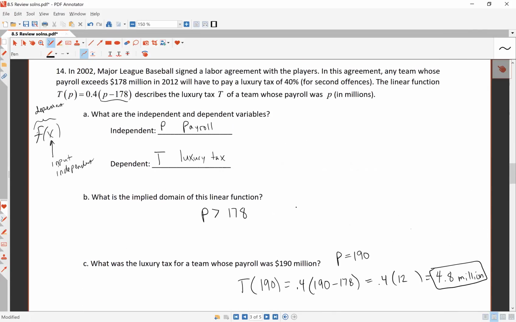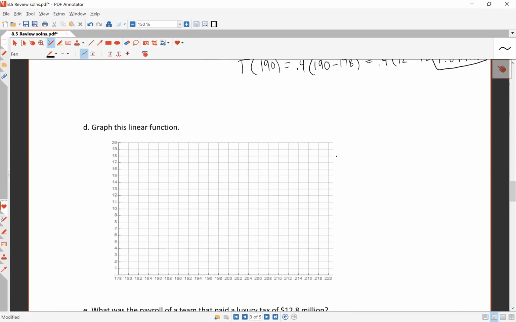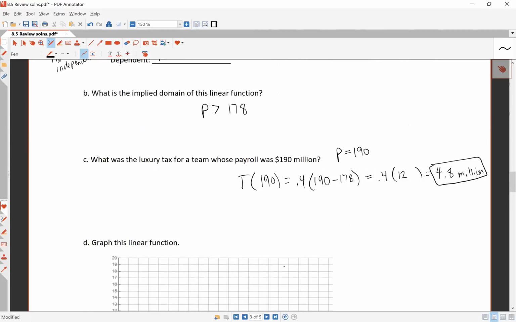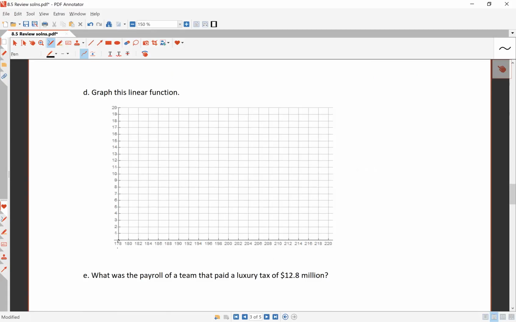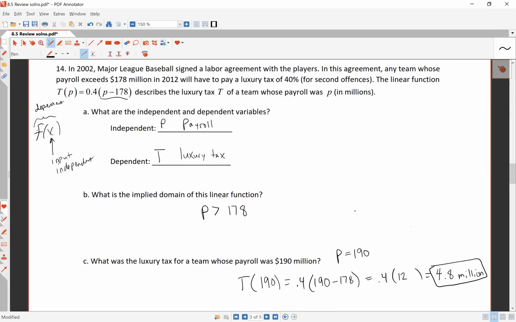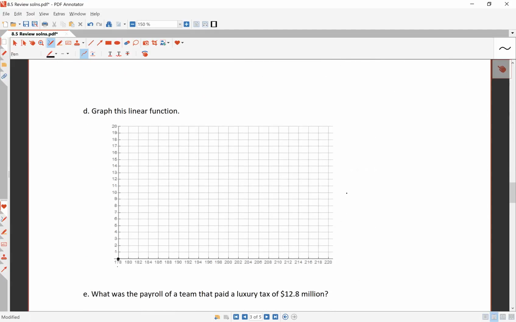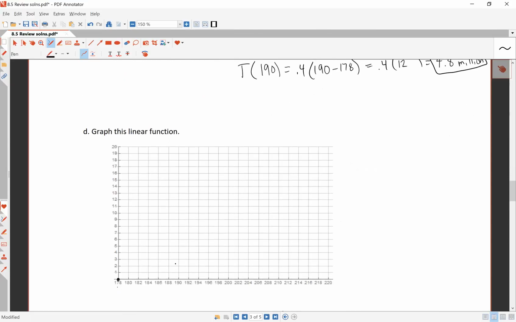To graph this linear function, notice how it starts at 178. We would pay no luxury tax if we stay at the 178. But what we saw is that if we have a payroll of 190, the luxury tax is 4.8.